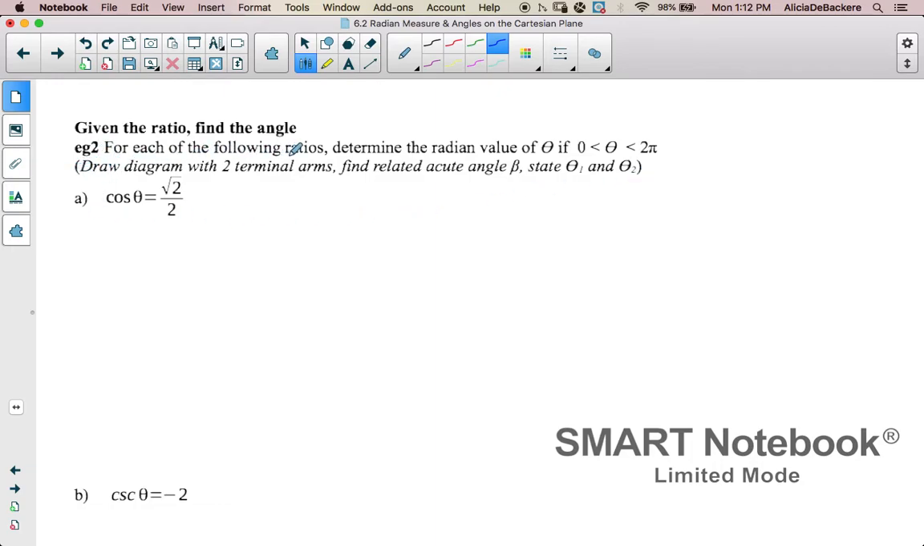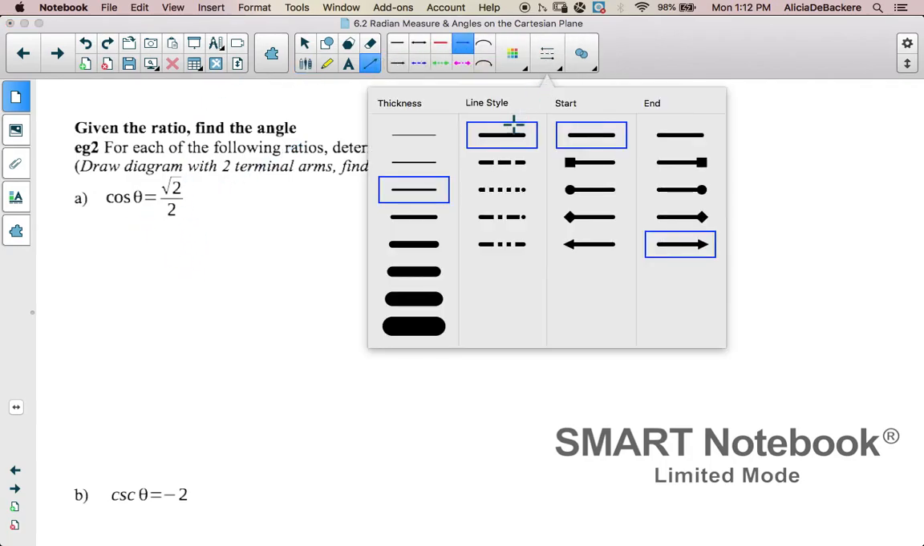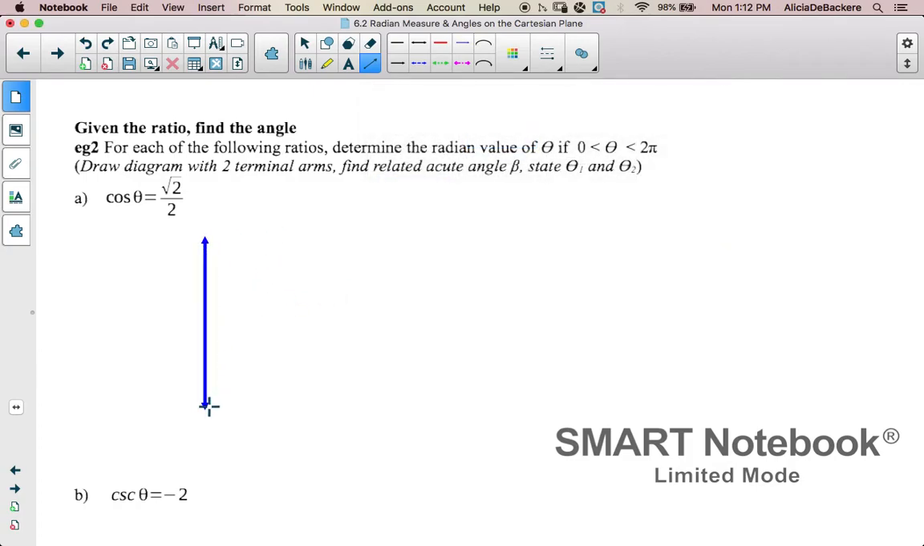So my first step here is to draw the diagram with 2 terminal arms. So why 2 terminal arms? We'll draw a picture here. And so what I know here is that I'm looking at cos of theta, and I also know that the ratio is positive root 2 over 2. So that positive is important. It's telling me where this angle lives.